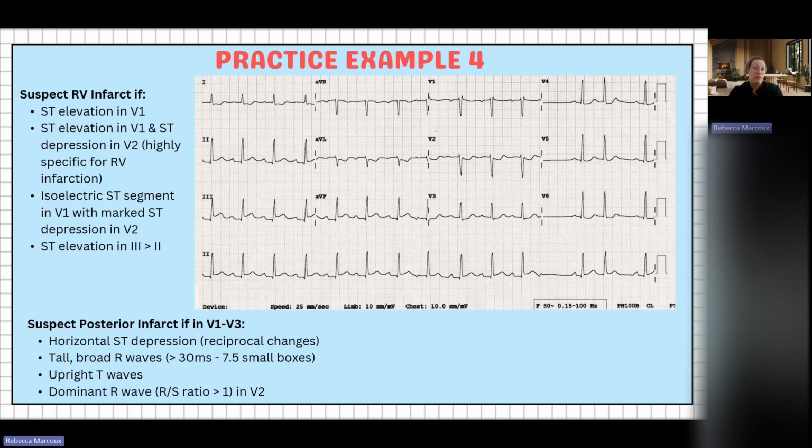And same with this extra marker of more pronounced ST elevation in lead 3 than in lead 2, which is another marker that there's likely right ventricular involvement. So again, if there's an inferior STEMI, it can be enough to do both posterior and right-sided leads. If that's not enough, these are some things you can use to make your case as to why we should maybe take a look at them. Okay.